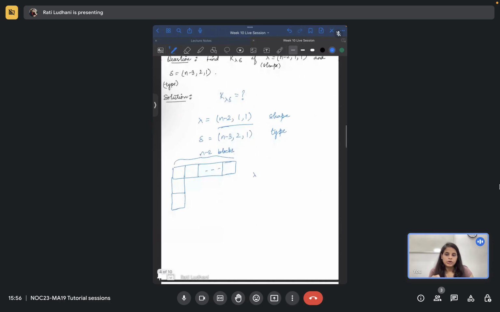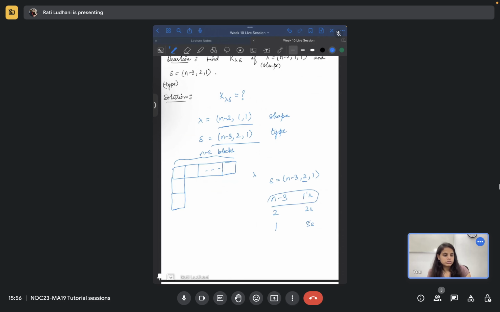This is the shape. Now you need to find out the type. So delta is n minus 3, 2, 1. So what does this say? You consider n minus 3 ones, 2 twos, and 1 three. So you consider one 3. Okay, so let's see. So n minus 3 ones.